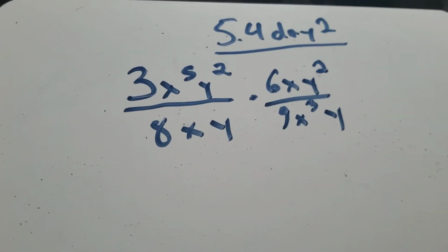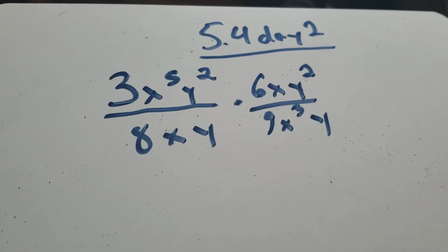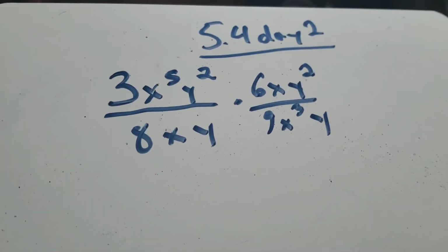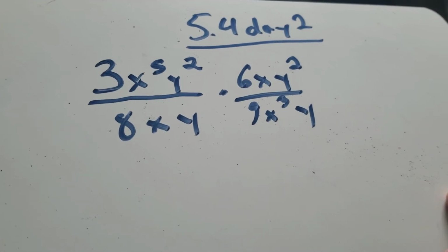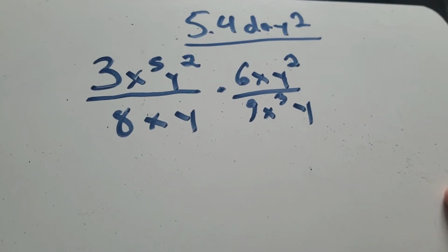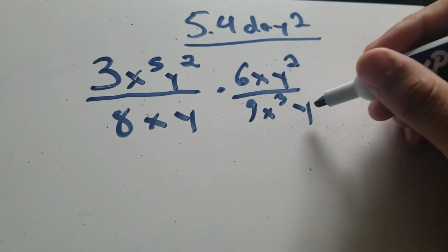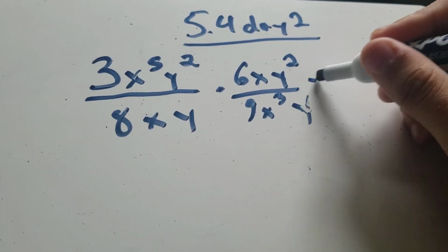All right, so I just drew the example. You could pause it to write it down, but I'll read it out loud. 3x to the fifth y to the second over 8xy times 6xy to the second over 9x third power y. Now you're like, Mr. Tobel, there's a lot of things going on here. I'm a little scared. It's okay.